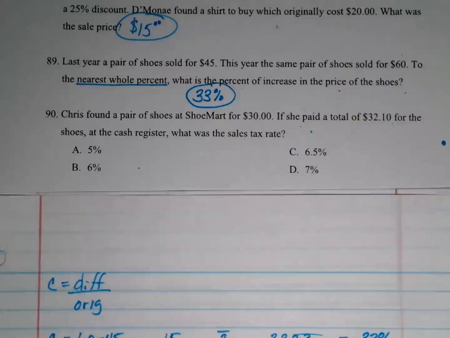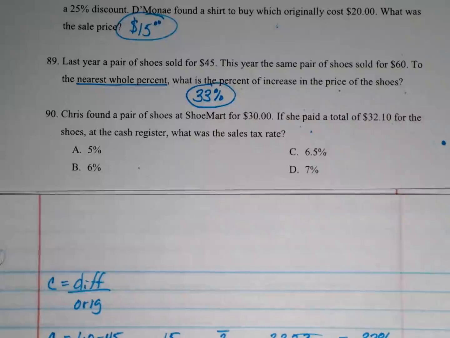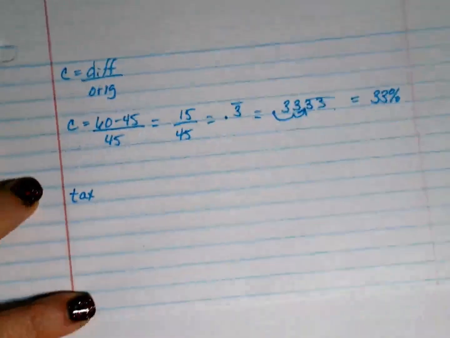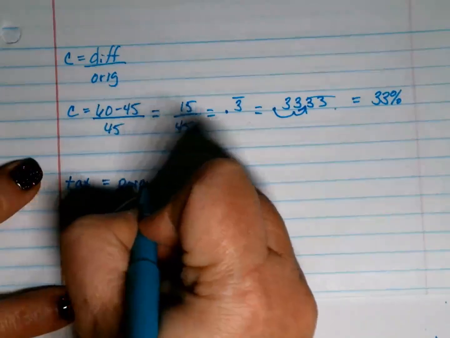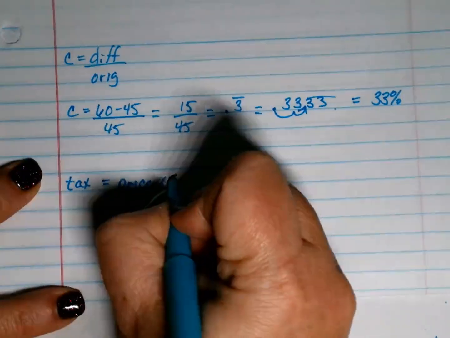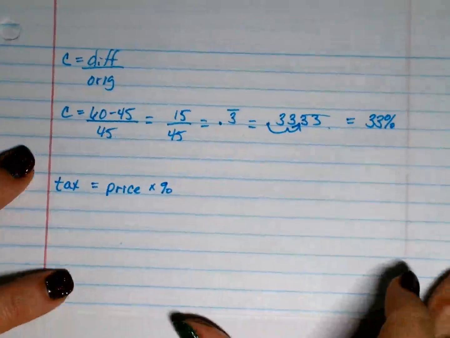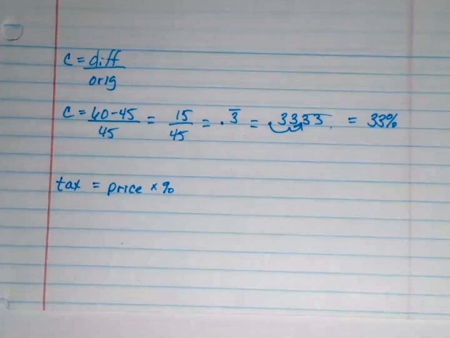Okay, so let's stop and think about it. I know that tax equals my price times percent, right? I know that tax is my price times percent, correct?